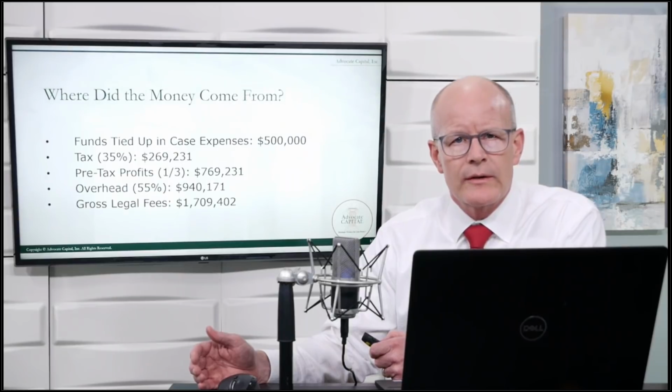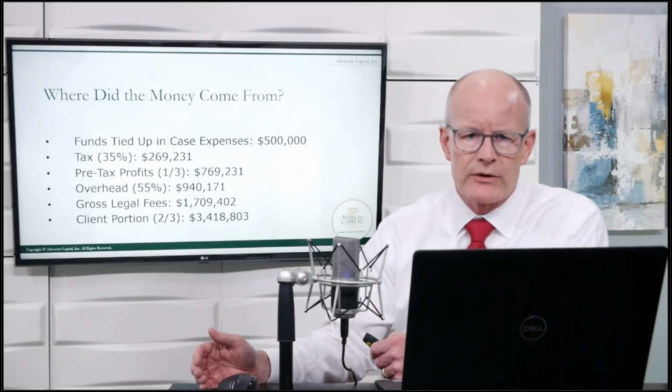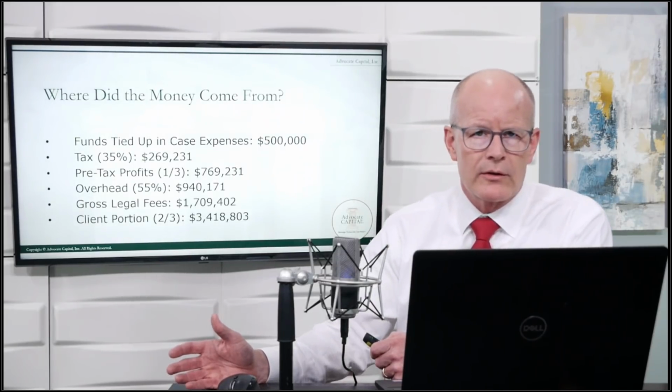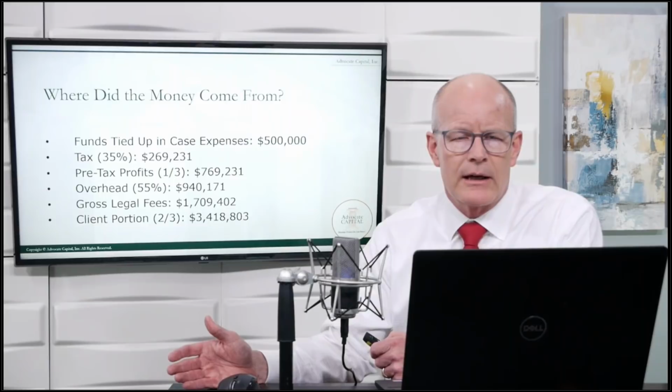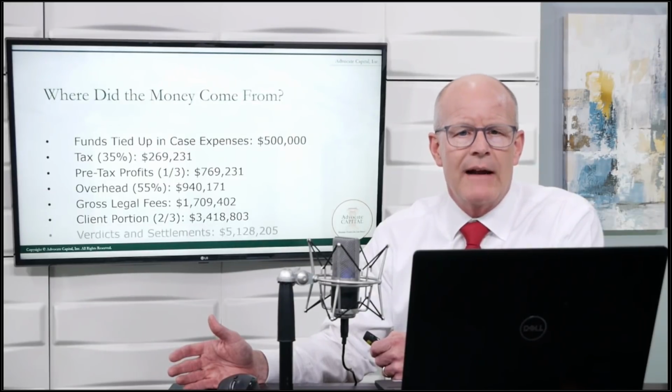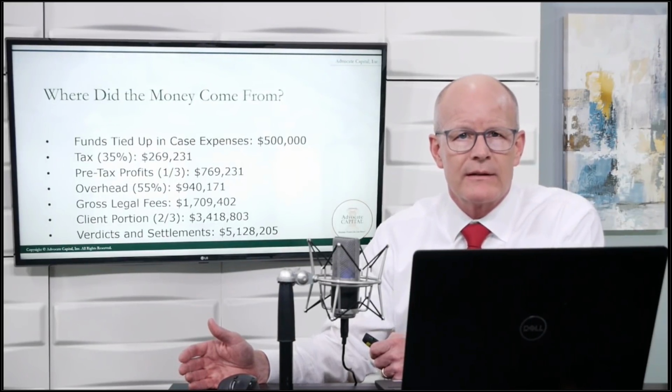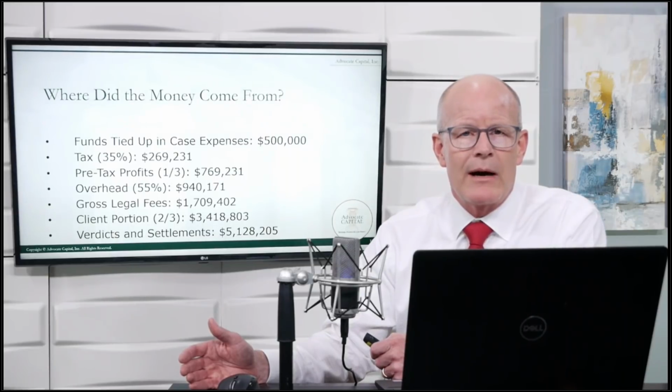That means that your gross legal fees to bring all that money in would have been $1.7 million. And then when you think about the portion that the client got, if it's a 1/3, 2/3 split, the client would have gotten 3.4 million of that. When you add that all together, you're north of $5 million. So, wow, that's a lot, isn't it?